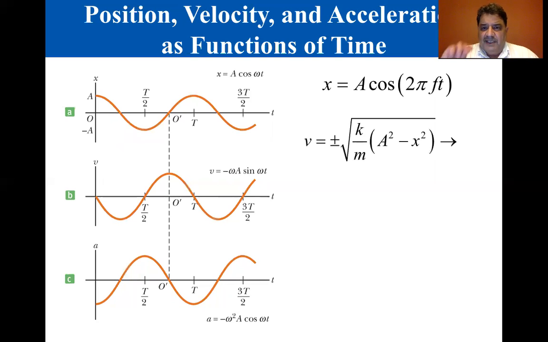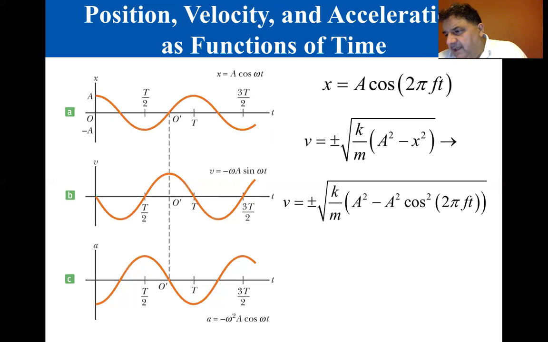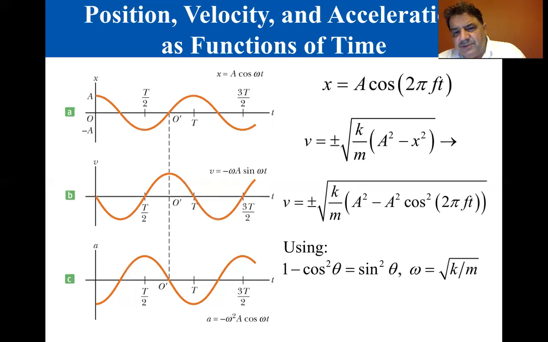Here's the equation for the velocity. v equals plus or minus the square root of k over m times A squared minus x squared. Okay, let's combine equations. Now we can make use of the trig identity and make substitutions. I won't require you to do that. We get this result.